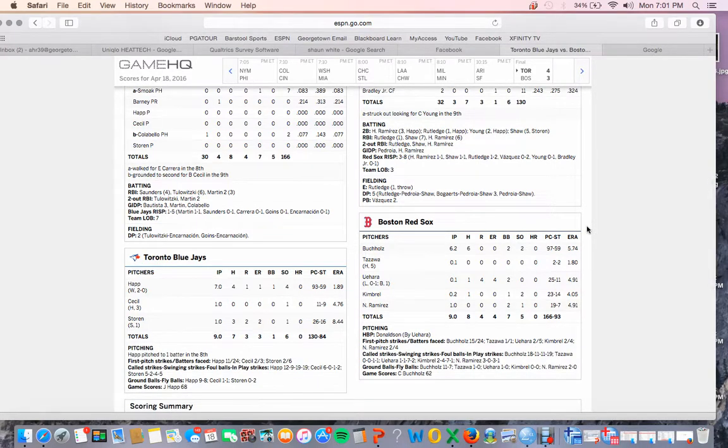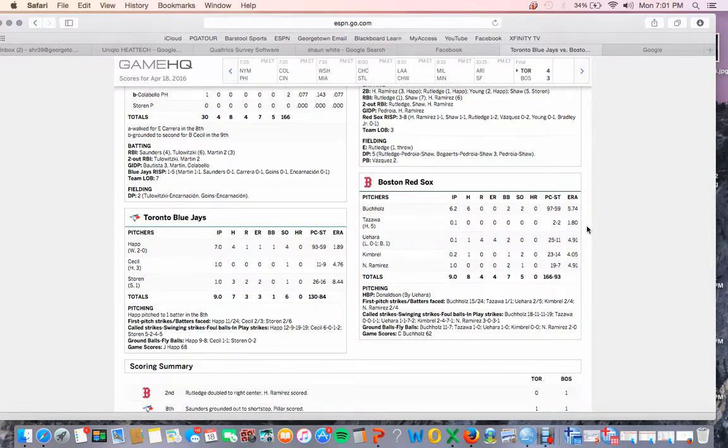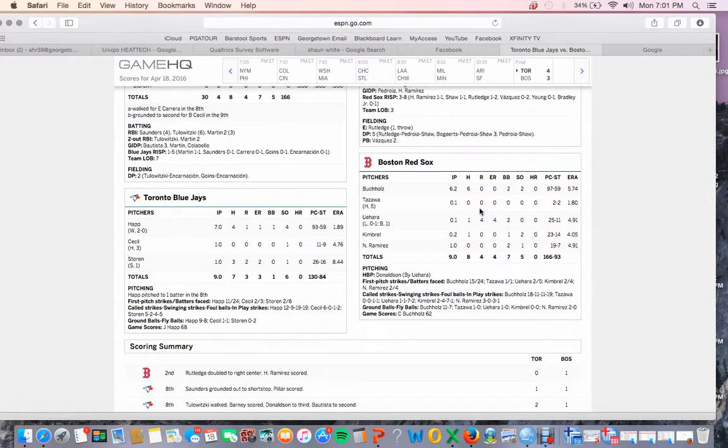Below this, we can see the detailed pitching stats for the day. We have innings pitched, hits allowed, runs given up, earned runs allowed, base on balls, strikeouts, if any home runs were given up, as well as pitch count number, amount of strikes pitched, as well as ERA for the season thus far.